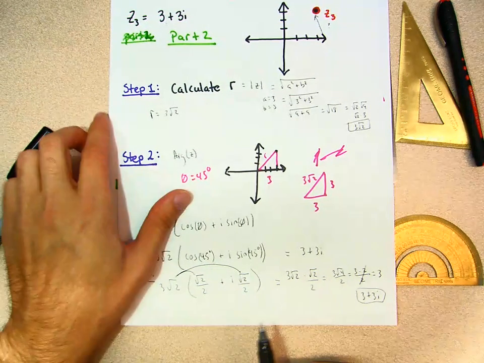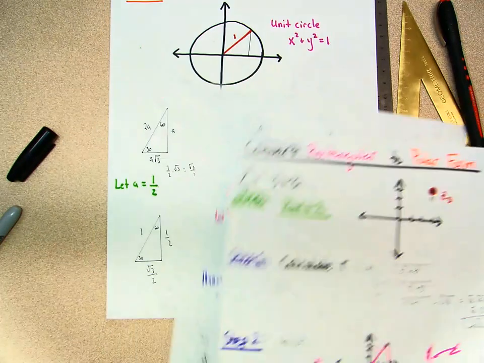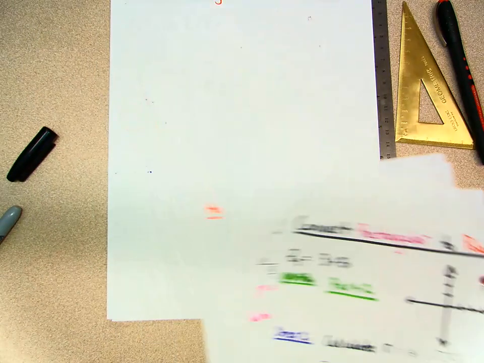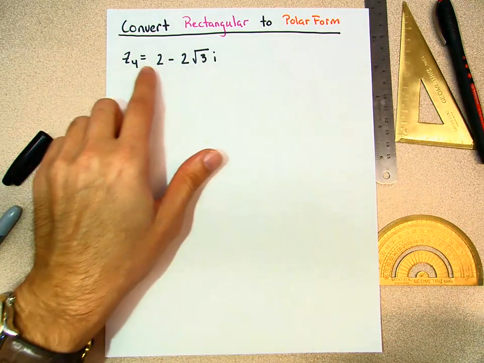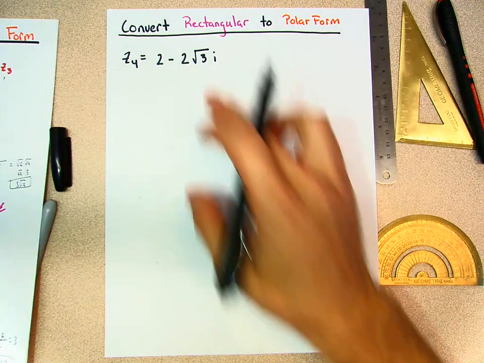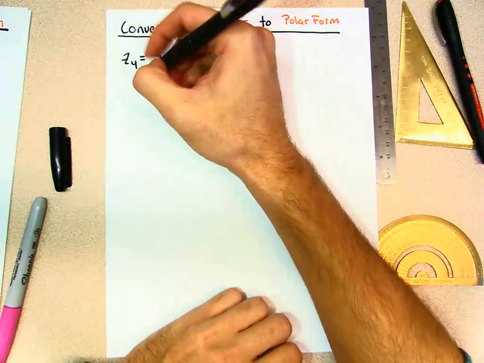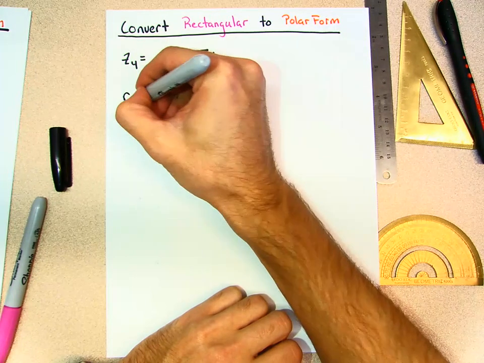All right. Let's try and do another one together. Here, these are our very nice triangles we're going to learn from now on. Here, let's look at the next one. Let z sub 4 equal 2 minus 2 radical 3i. What I want you to do is try and do this question on your own. Okay? Right now, if you want to see the solution, what is r equal to?